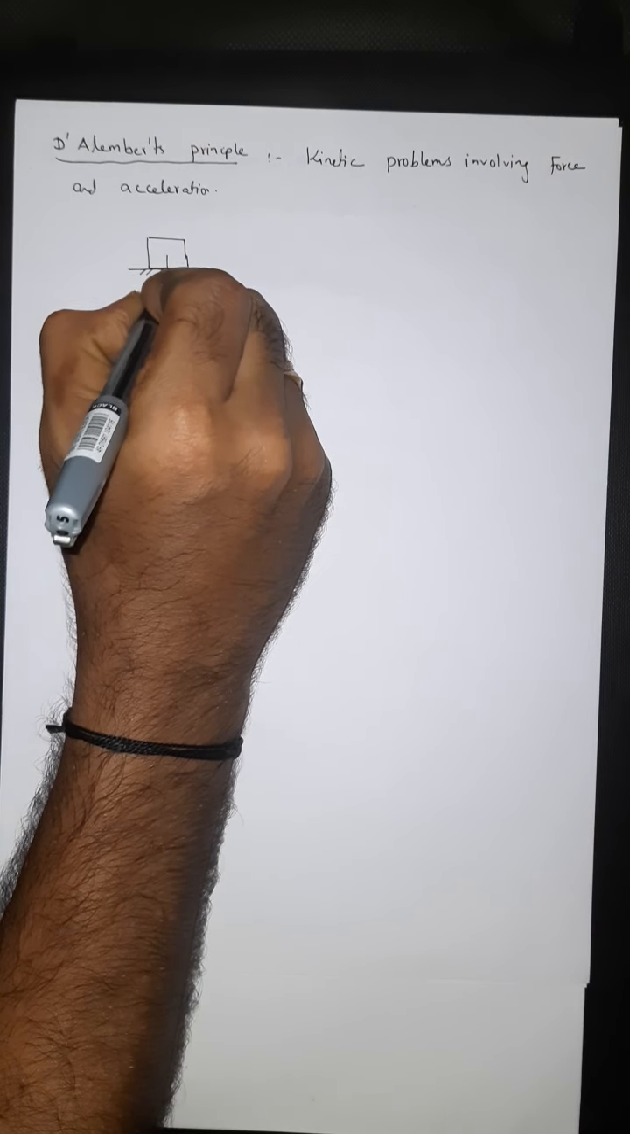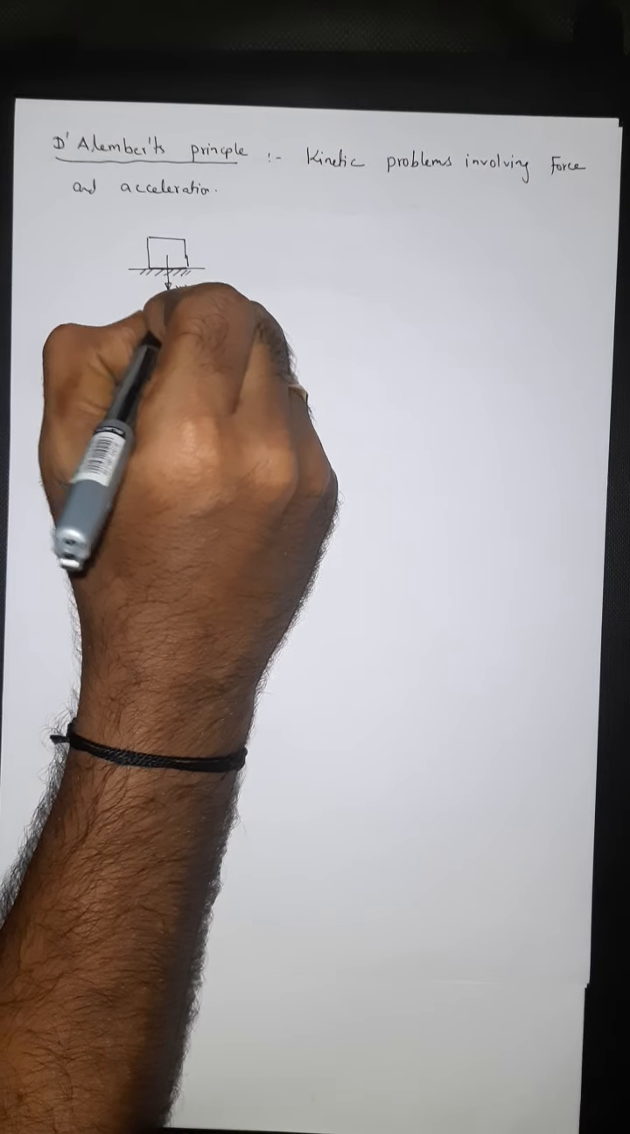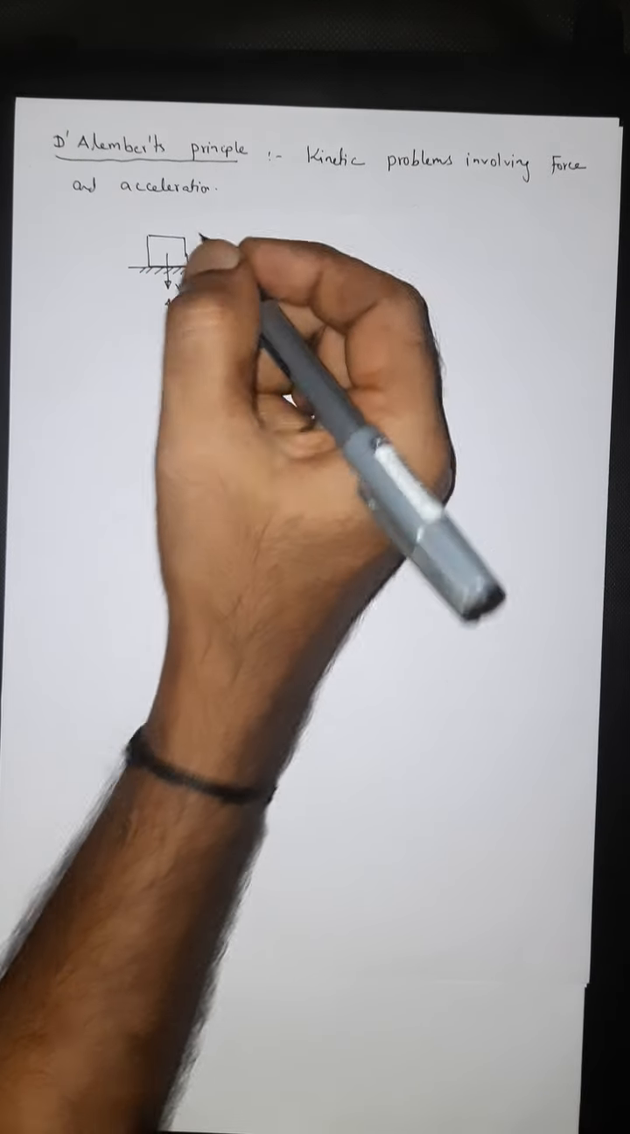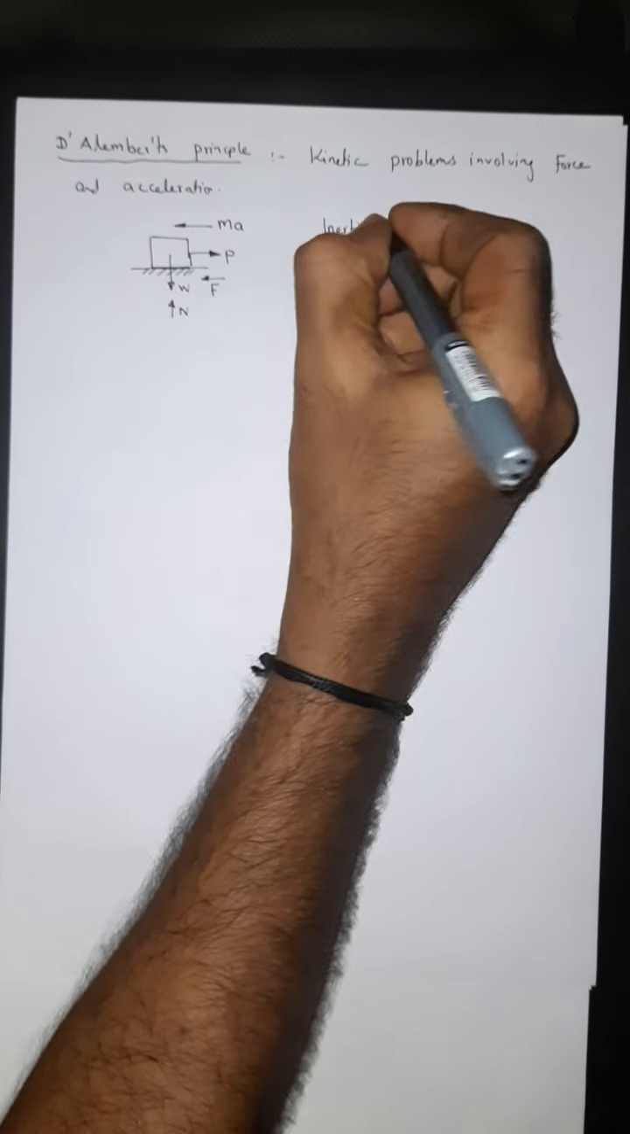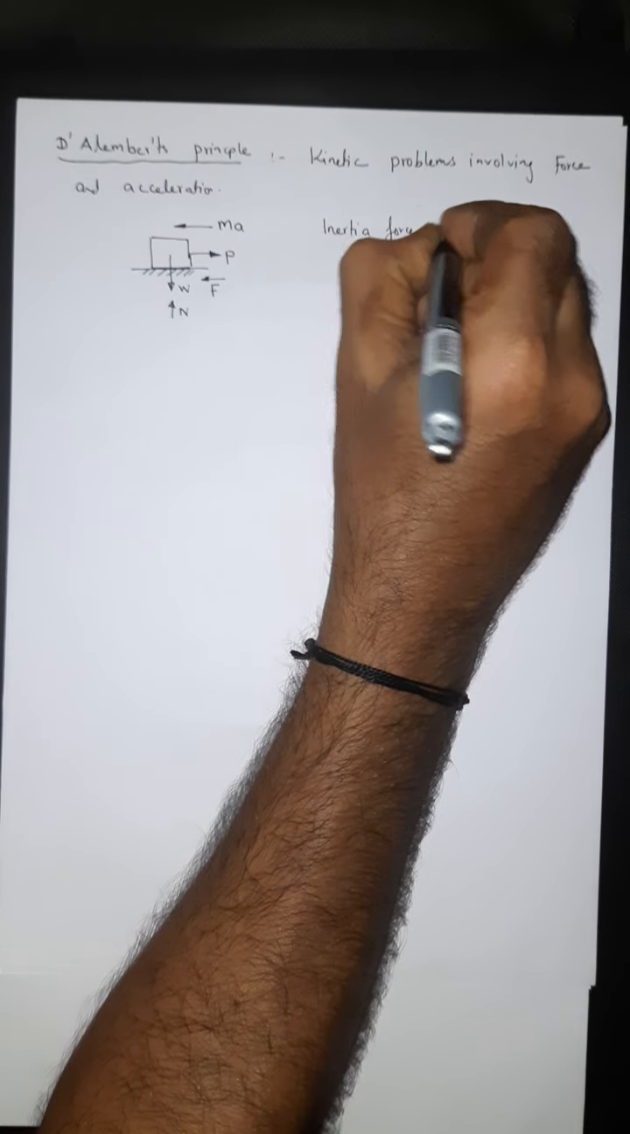Its weight acts vertically downwards. The reaction would be perpendicular to the surface of the body. Suppose an external force is being applied to pull the body towards the positive x direction. If it happens, the frictional force would be opposite to the movement. As far as D'Alembert principle is concerned, inertia force acts in the opposite direction of the motion, which is nothing but ma.